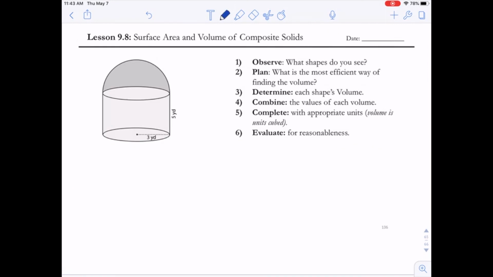For the volume here, I have the volume of a half of a sphere and the volume of a cylinder. The volume of the cylinder is base times height. The volume of the sphere, so the variables that we need are radius and base area and height.